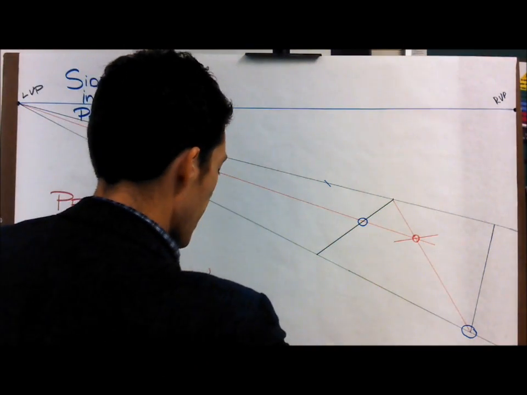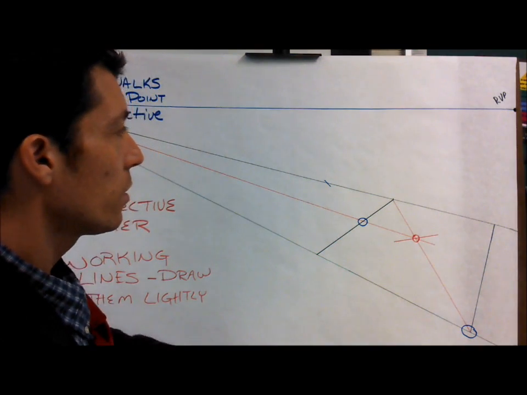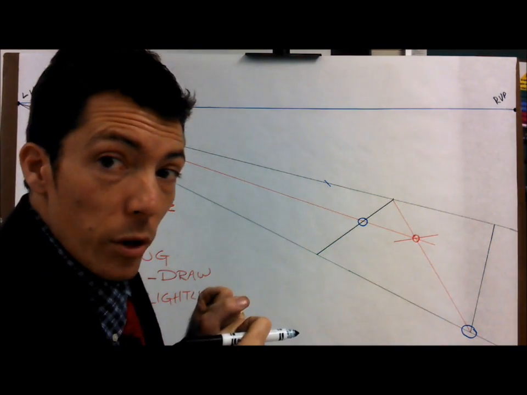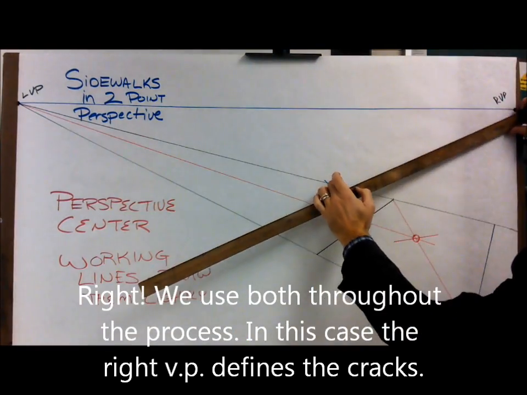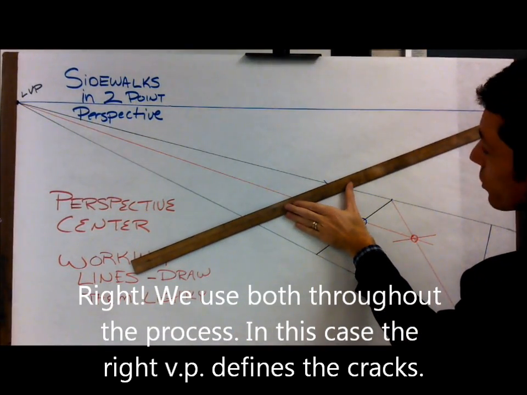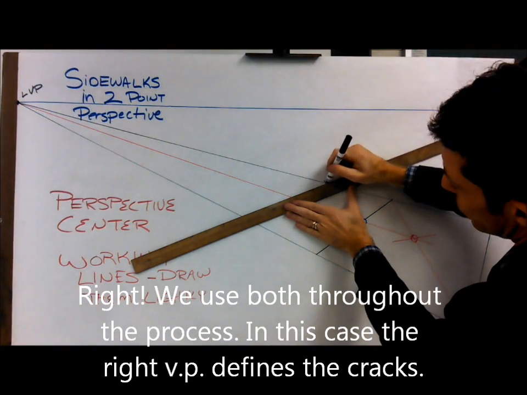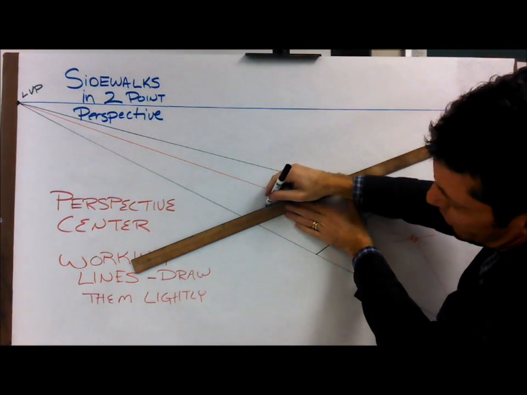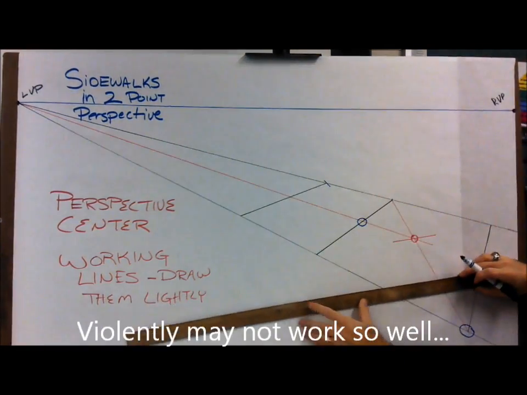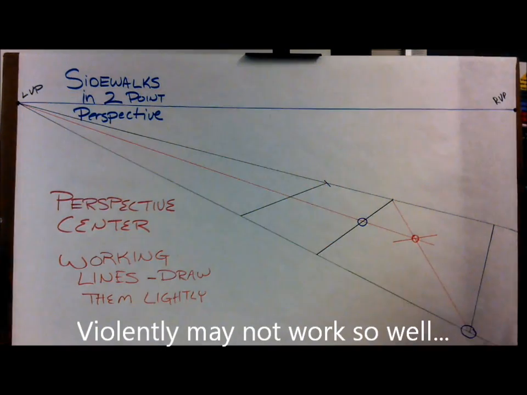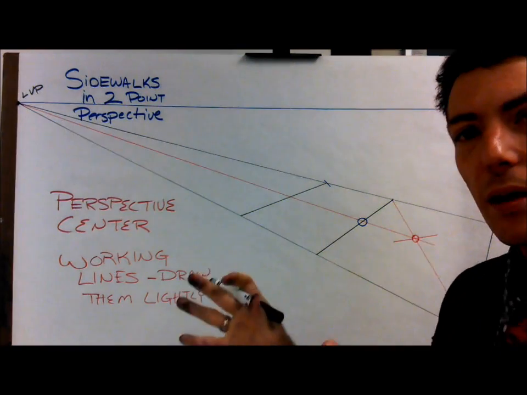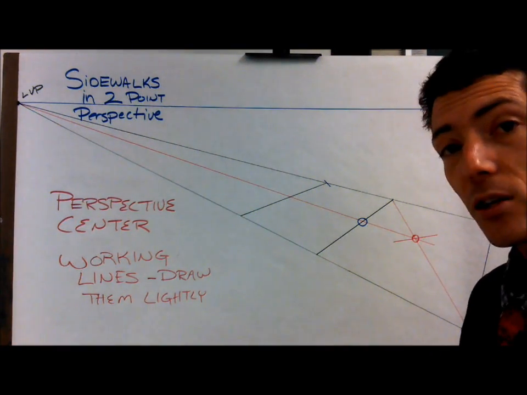So now that you have that, go ahead and line up with your, which vanishing point? The right vanishing point. Line up with this vanishing point and gently, I suppose you could do it energetically, draw that line in. So now we have our next crack in the sidewalk. And then the process repeats.